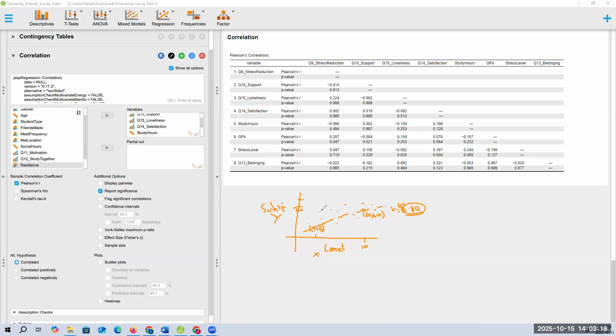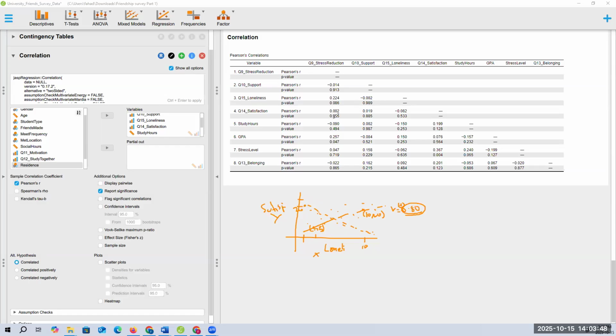You could also have a negative relationship, where the lower the loneliness, the more the satisfaction, and the line goes the other way. Which makes more sense, right? The more lonely you are, the less satisfaction you have in university. Not sure what kind of satisfaction, maybe it's in terms of your well-being.